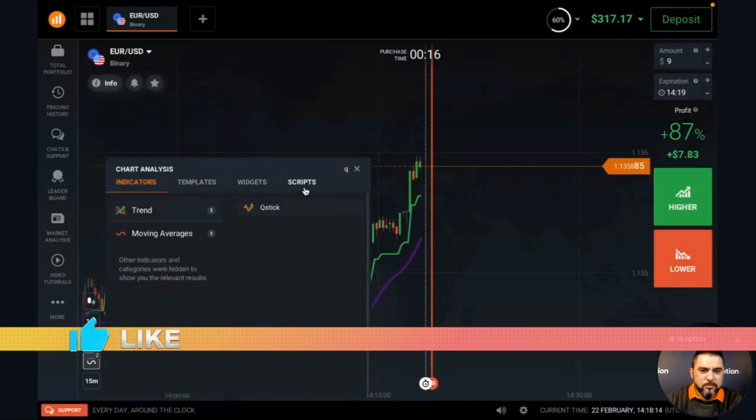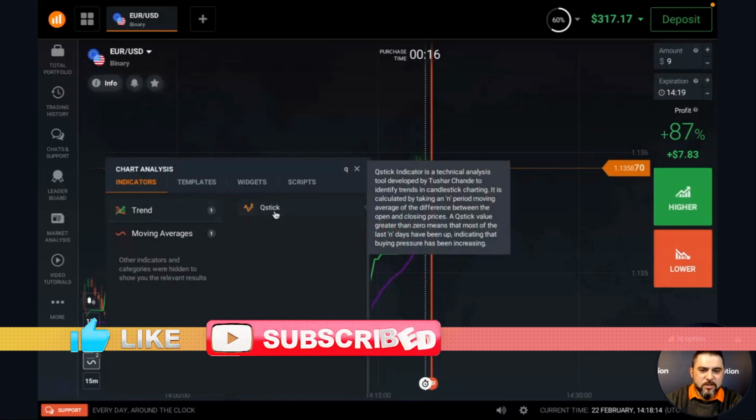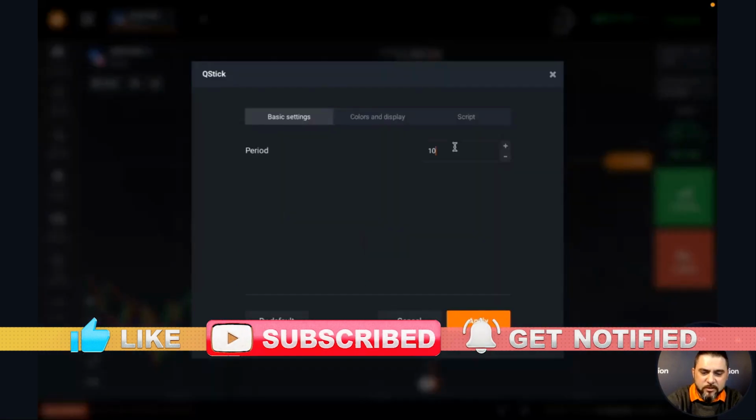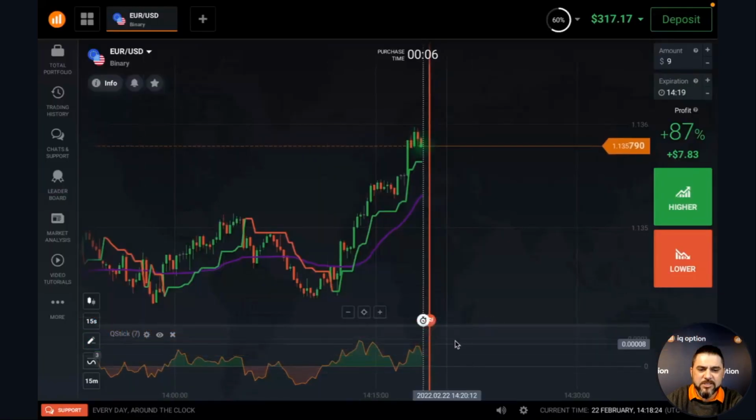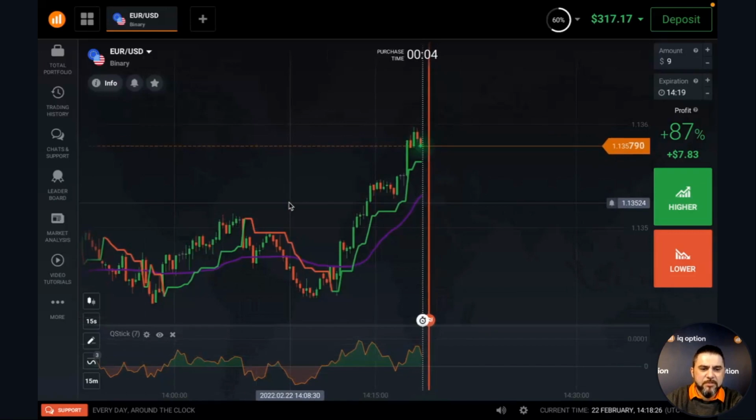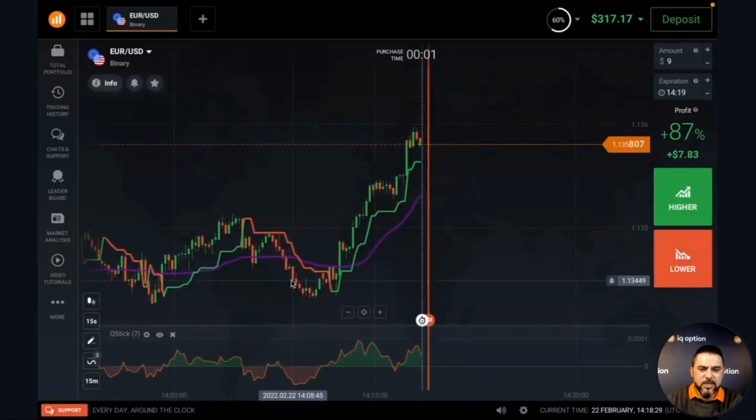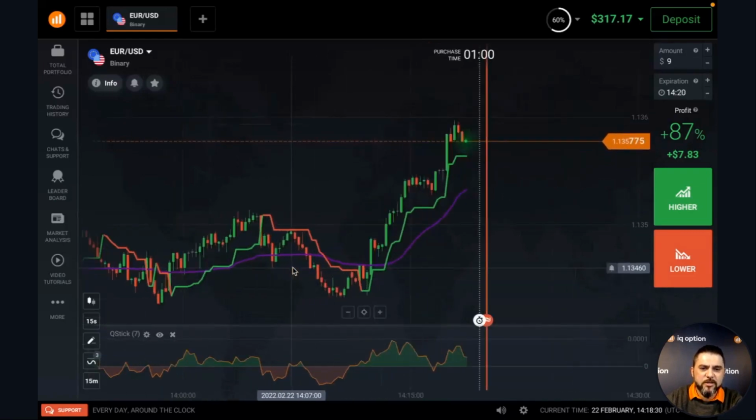And the third one, QStick, there it is. And here we're going to change it from 10. We're going to make it 7. And thickness and everything, I'm going to keep that as is. It's down here, looks perfect down there. So now I have it. There's my 3 indicators, all working nicely together.